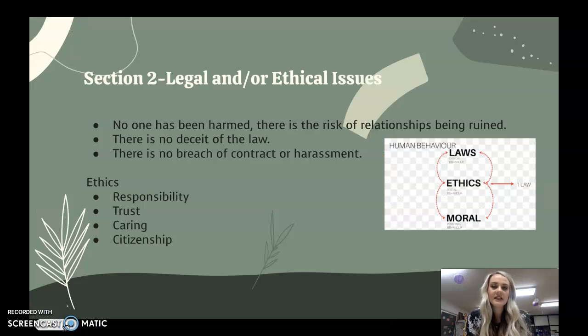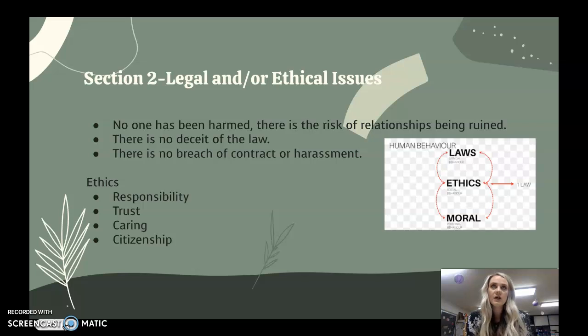So the second one is legal and or ethical issues. So I want to point out in here that nobody has been harmed, but I do believe that there is a risk of relationships being ruined or getting off to a really rocky start at the beginning of this. There's no deceit of the law and there's no breach of contract. So as far as ethics goes, I'm worried about the responsibility, trust, the caring, and the citizenship.